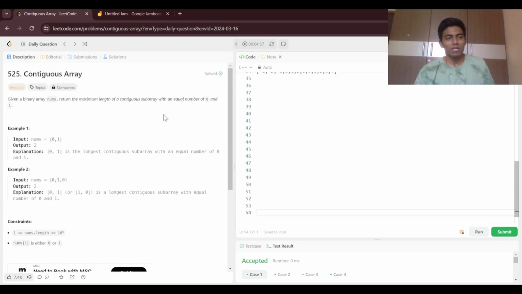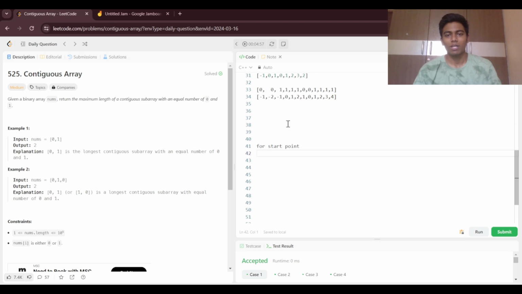If we solve by brute force, we need to pick a subarray and it should be continuous. That means we should pick the start point, which is going to be i, and then we pick the endpoint, which is going to be j. Then we need to travel once more from i to j to count the number of ones and zeros.